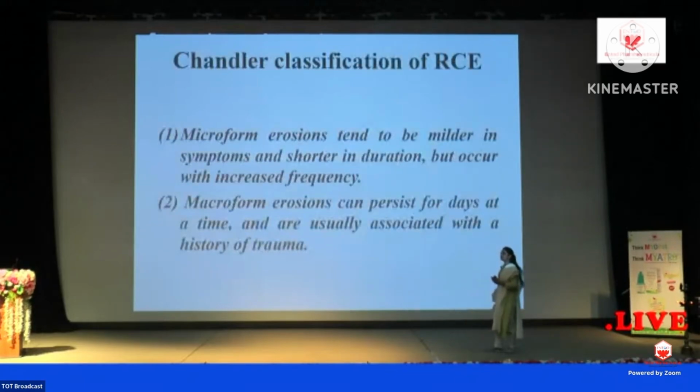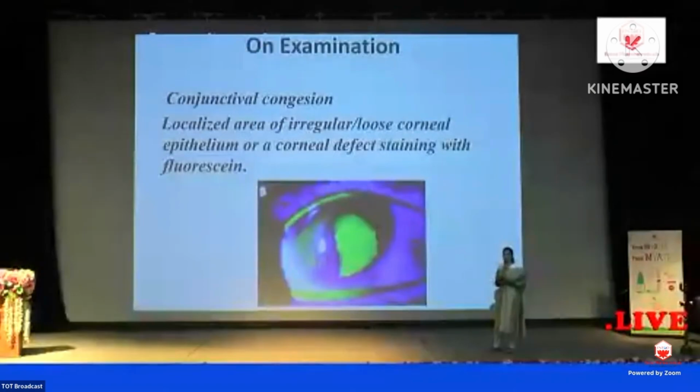Classification of recurrent corneal erosion is into microform erosions and macroform erosions. Microform erosions tend to be milder and shorter in duration, but occur with increased frequency. And the macroform erosions are commonly seen. On examination, there is conjunctival congestion, and on staining with the fluorescent stain, a localized area of irregular or loose corneal epithelium or corneal defects can be seen.